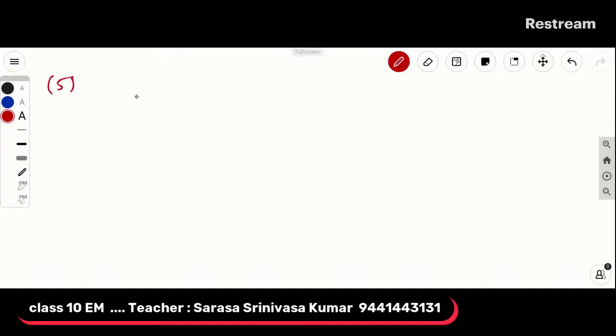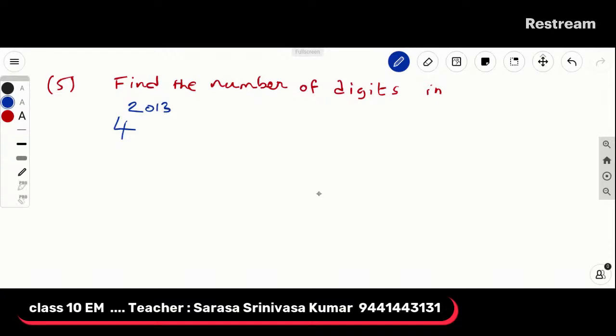Fifth problem. Find the number of digits in 4 to the power of 2013 if log 2 base 10 equal to 0.3010. This is a very interesting question.